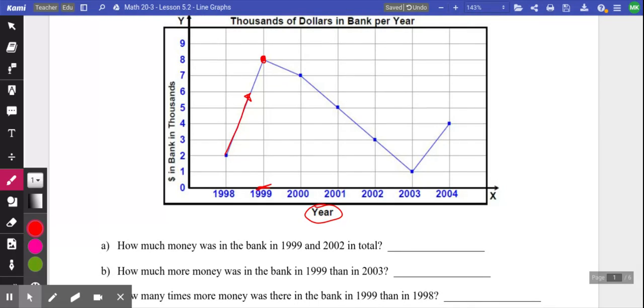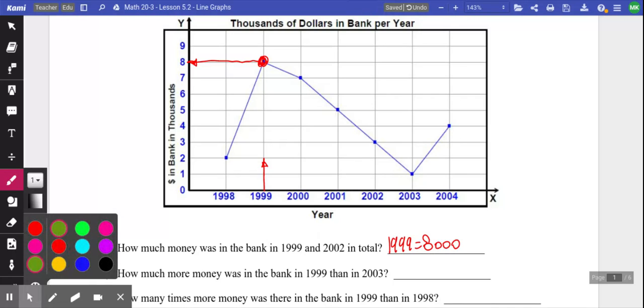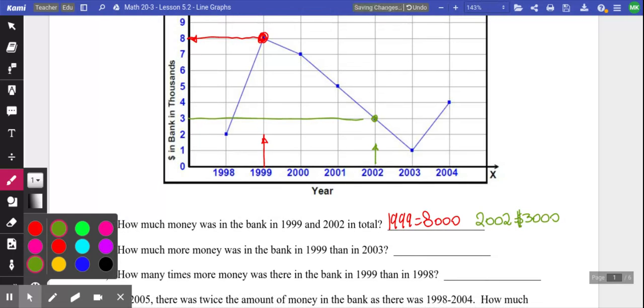So question A says, how much money was in the bank in 1999 and 2002 in total? All right, how much was in the bank in 1999? 1999 is this line right here. We go up, we find the dot, we look over. It was $8,000 in 1999. In 2002, we're going to go up until we hit our line right there. We look over. It was $3,000. That's how much was in the bank.